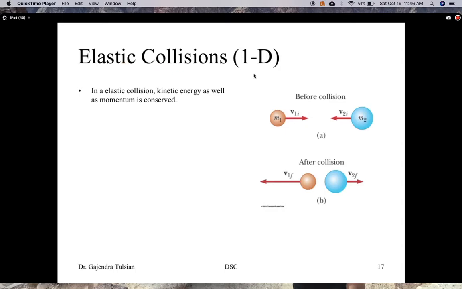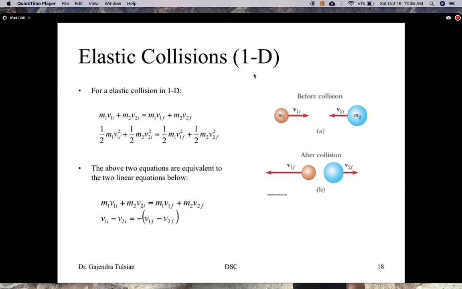So now we'll look at an elastic collision, where kinetic energy is conserved as well. Here are two objects coming at each other. They collide, and after they collide, they bounce off and go off. And we know that momentum has to be conserved. So this is the momentum of the two before the collision, and here's the momentum of the two after the collision.